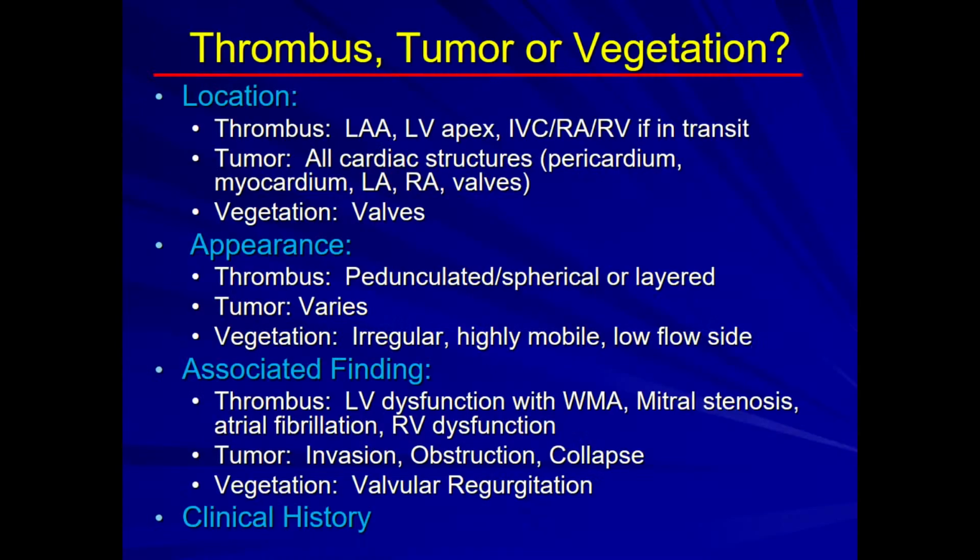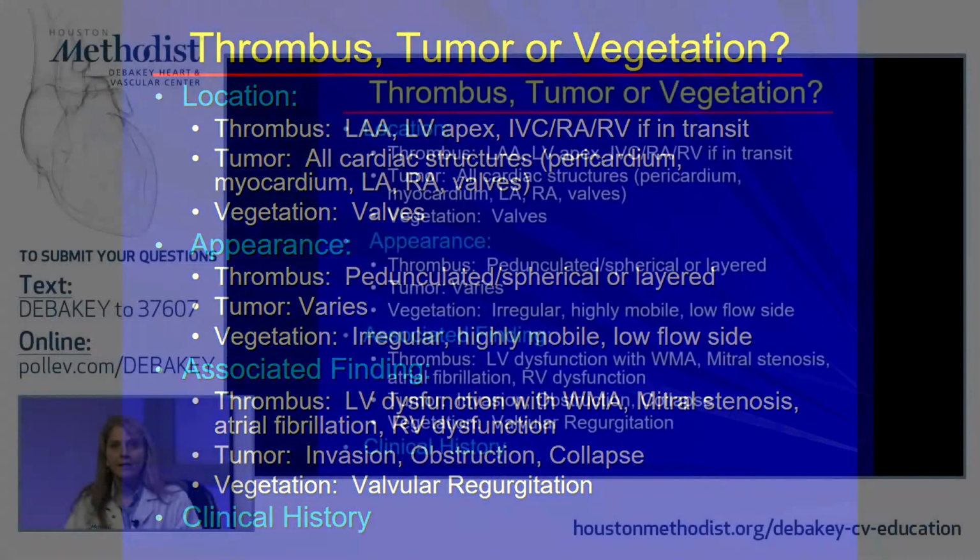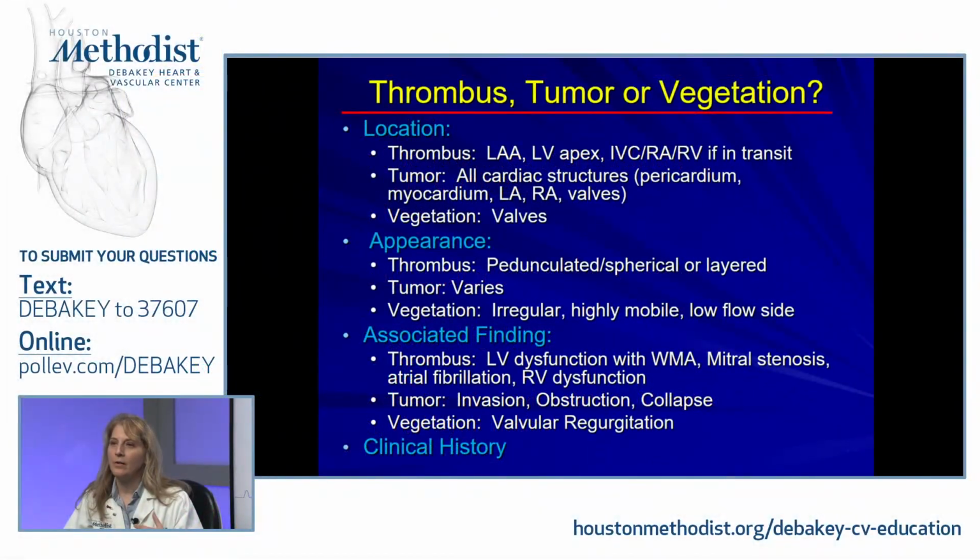So once you've decided that it's no longer a normal variant and it's not an artifact, how can you use echo to determine whether or not it's a thrombus, a tumor, or a vegetation? Well, there's four things that are very important. The first is location, because thrombus and vegetations live in certain locations within the heart. The thrombus is always going to be found in the left atrial appendage, the LV apex, or it's going to be in the IVC, RA, or RV if it's in transit.